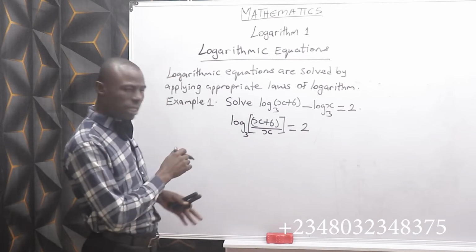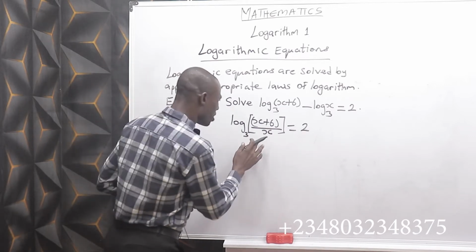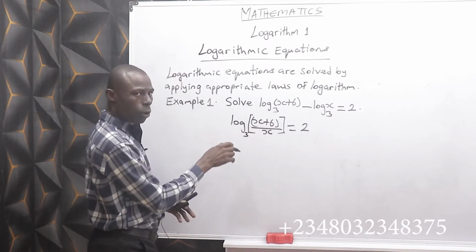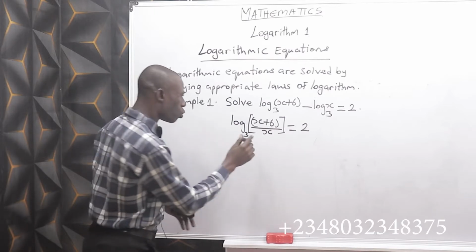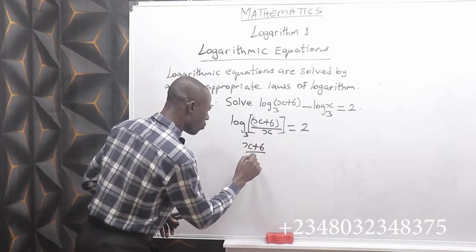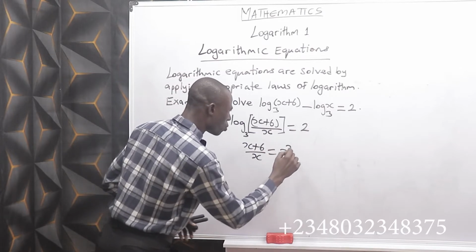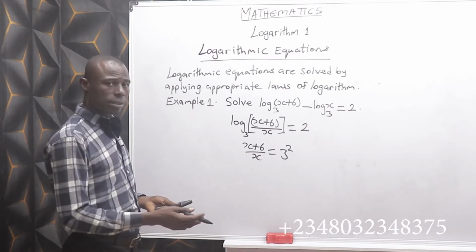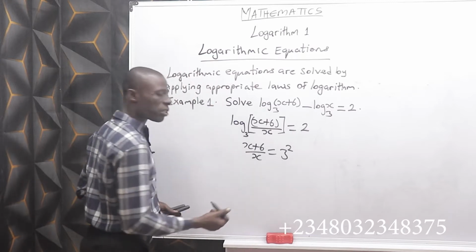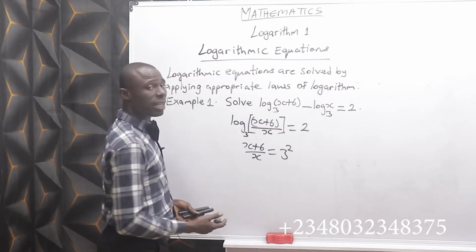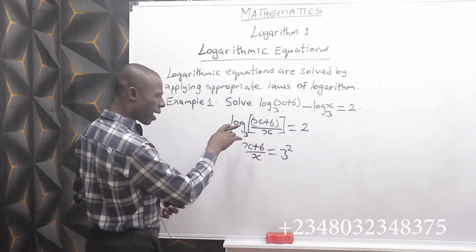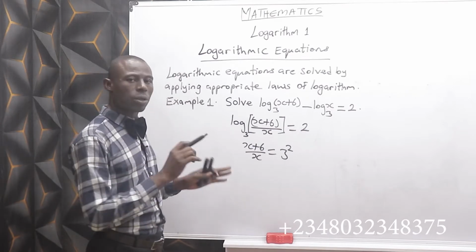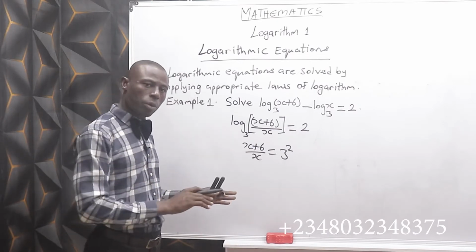There are two approaches to this. You may decide from here to write this logarithm form in indices form. So you have x plus 6 over x equals 3 raised to the power 2, and you go. And you may decide to use another format. Let me finish this, and let's see if I will be able to explain that as well. So if you want to rewrite this logarithm in indices form, this is it. That is where I started with you, writing logarithm form in indices form and indices form in logarithm form.